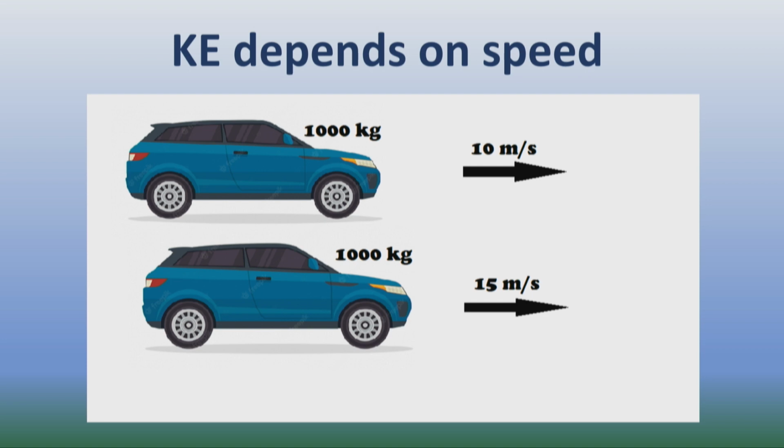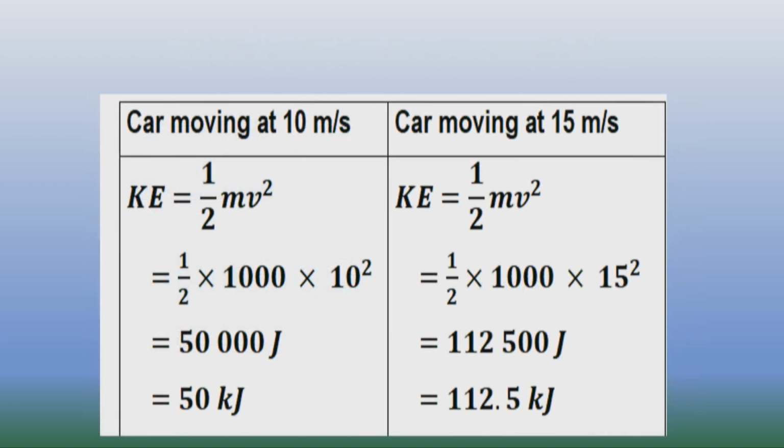This slide shows the same car, meaning the same mass, moving at different speeds. Calculate the kinetic energy in each case. What can you conclude? When the car moves at 10 meters per second, kinetic energy is half mv squared, which is half multiplied by 1000 multiplied by 10 squared, which is 50,000 joules, which can be written as 50 kilojoules.